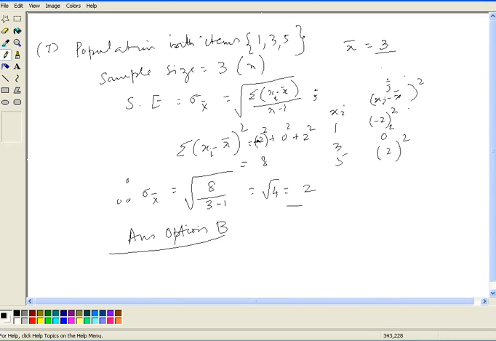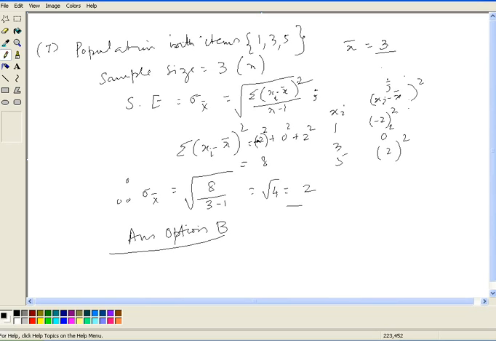Now standard error is nothing but sigma x bar, which is given by the square root of sigma of summation of x minus x bar, the whole squared, divided by n minus 1. So the sum of xi minus x bar whole squared works out as follows: 1 minus 3 whole squared is minus 2 squared, which is 4, then the other one will be 0 squared, then the other one will be 2 squared. So when you add up all of them, you get 8.